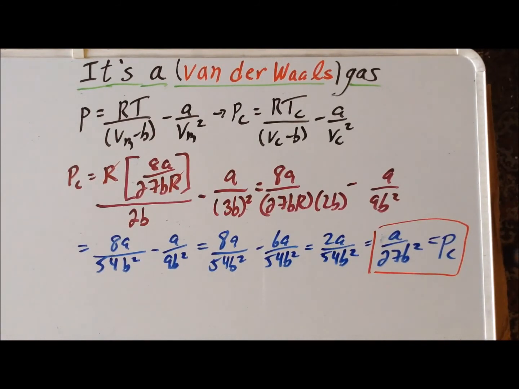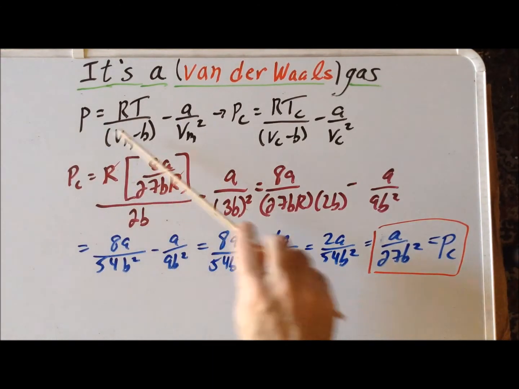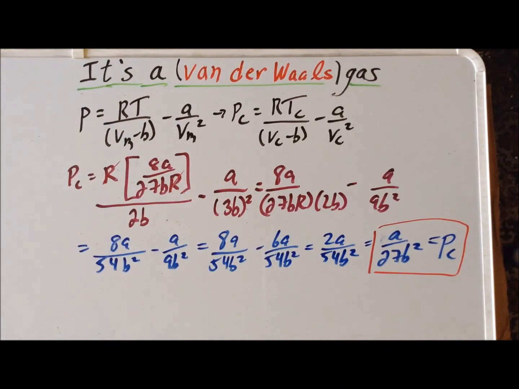So, in conclusion, we began with the equation of state for the van der Waals gas. We determined the first and second derivatives of this expression of the pressure with respect to the molar volume. We set those derivatives each equal to 0, and then solved for the volume, temperature, and pressure, which at that point are the critical volume, the critical temperature, and the critical pressure.